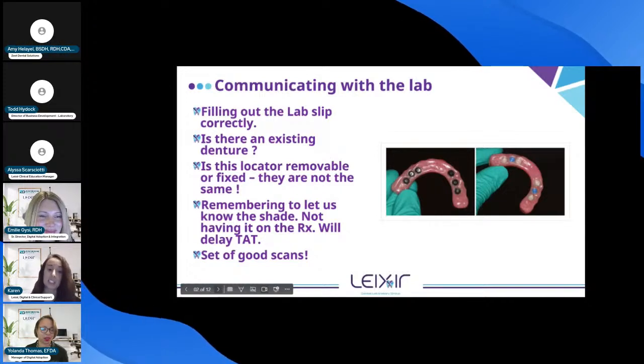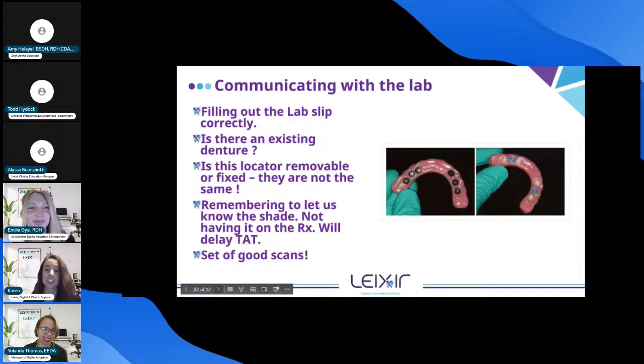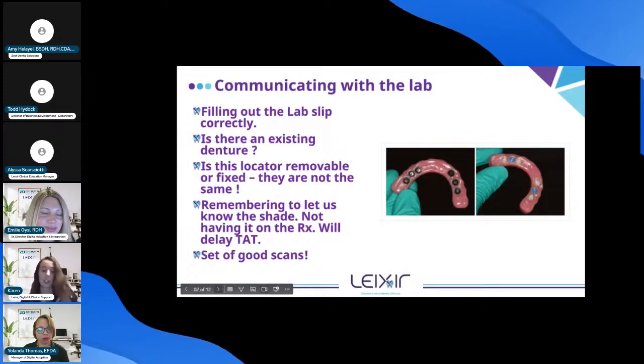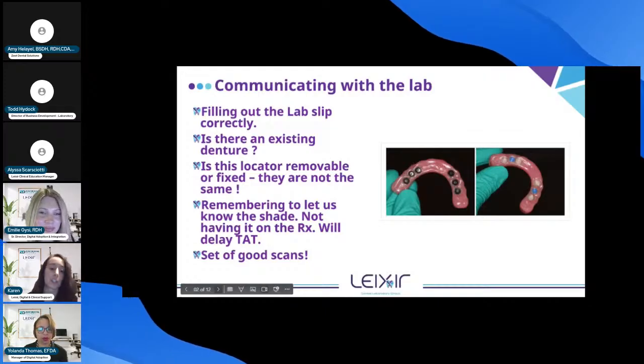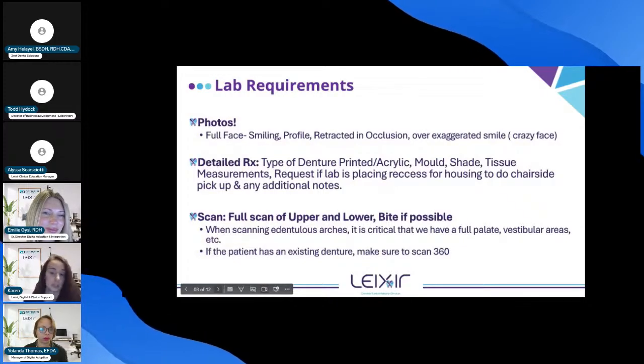The biggest thing too is you guys are not letting us know the shade. Giving us all of this is going to increase the turnaround time, and there'll be a lot less headaches, a lot less phone calls, just a smoother working process. A good set of scans is always good to have. We require it for pretty much anything to do with full arch, including locator, overdentures, and fixed.